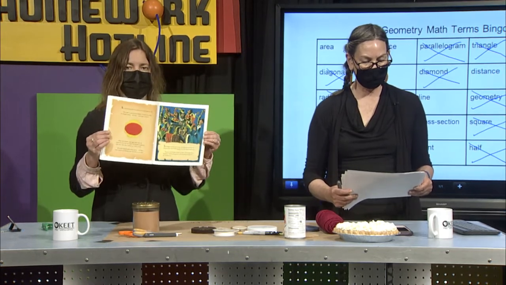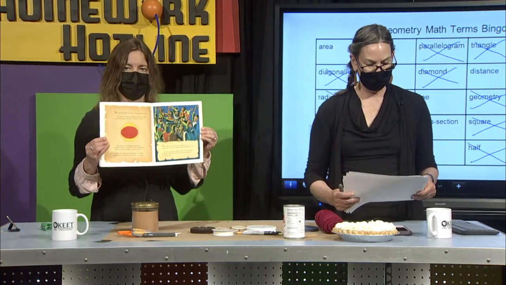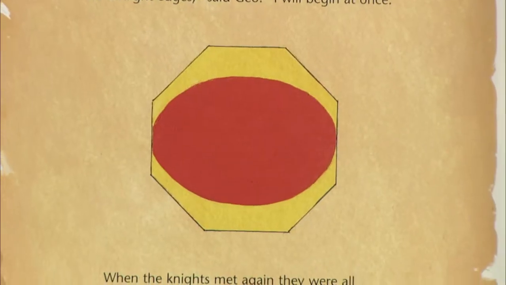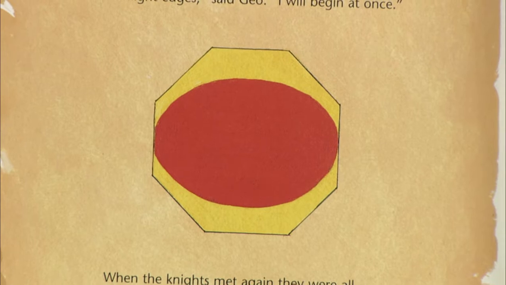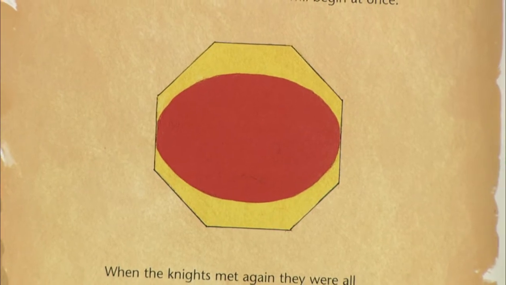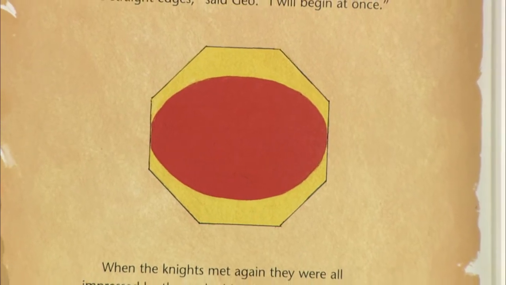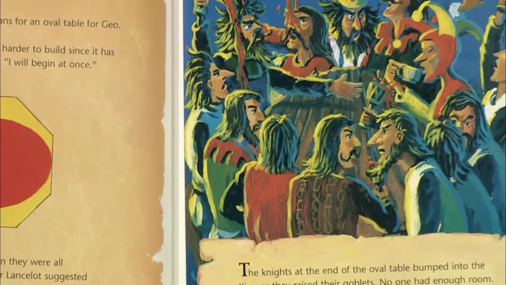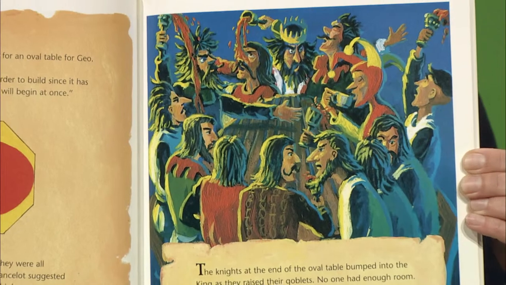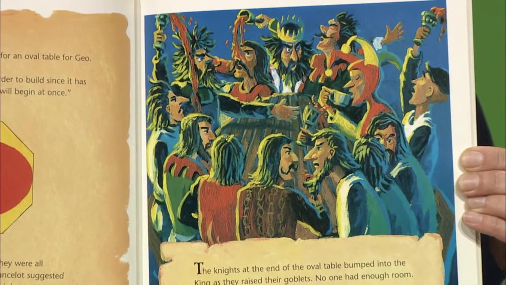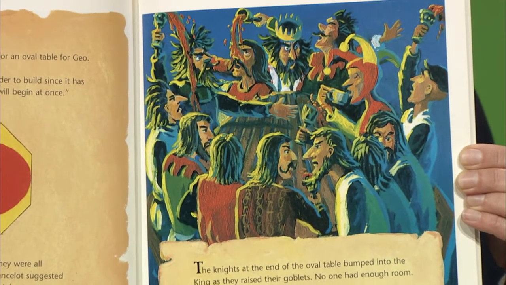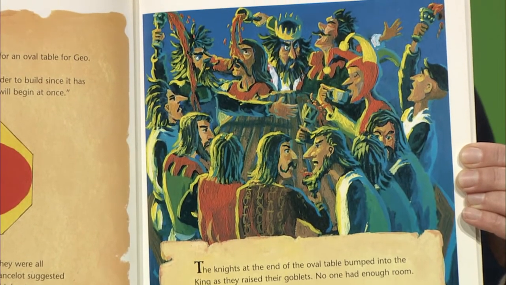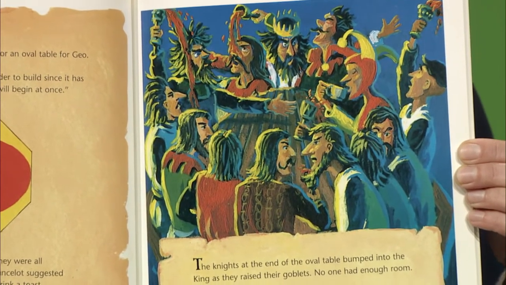Circumference drew up plans for an oval table for Geo. This table is going to be harder to build since it has no straight edges, said Geo. I will begin at once. When the knights met again, they were all impressed by the oval table. Sir Lancelot suggested that they raise their goblets and drink a toast. All of the knights raised their goblets, but there was a great commotion from the ends of the table. The knights at the end of the oval table bumped into the king as they raised their goblets.